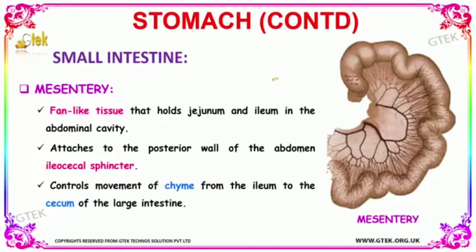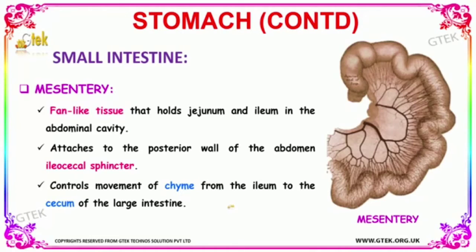Next we are going to see about the mesentery in your small intestine. Mesentery is nothing but a fan-like tissue which holds the jejunum and the ileum in the abdominal cavity. It attaches to the posterior wall of the abdomen, which is your ileocecal sphincter. It controls the movement of the chyme, that is, the mixture of food and gastric juice, from the ileum to the cecum of your large intestine.